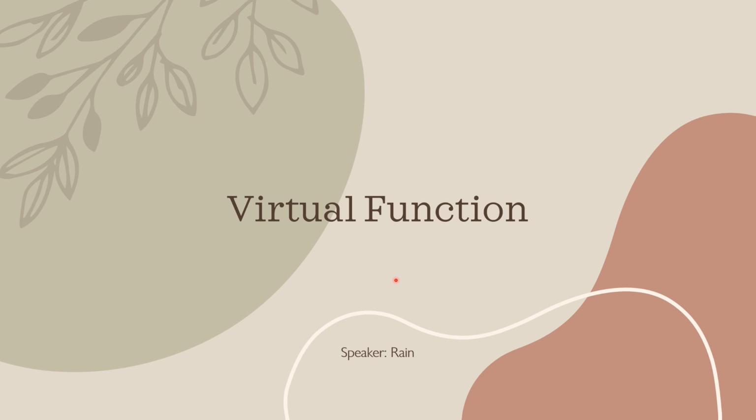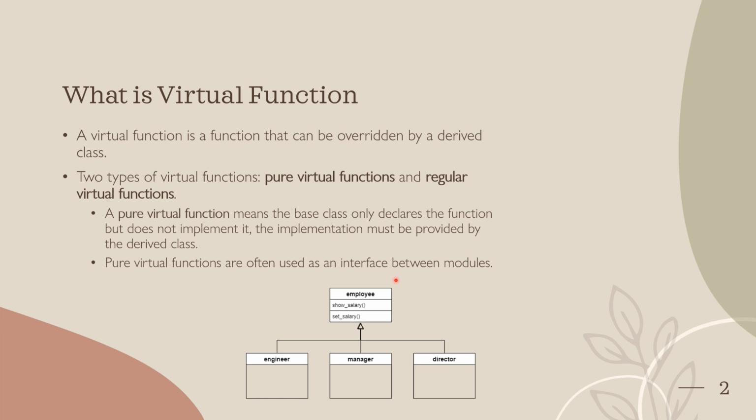Hello everyone. In this video, we are going to continue discussing the concepts derived from class inheritance. This time focusing on virtual functions. Okay? In simple terms, a virtual function is a function that can be overridden by a derived class. It essentially strengthens the capability of inheritance.